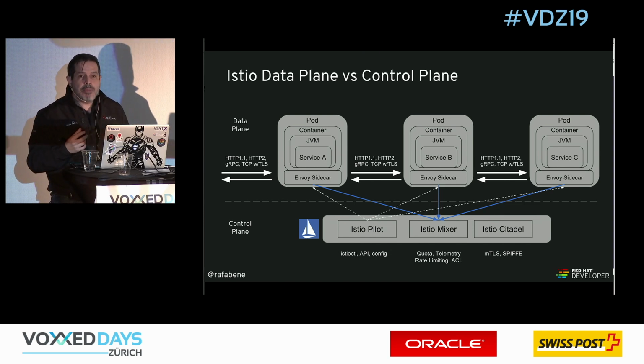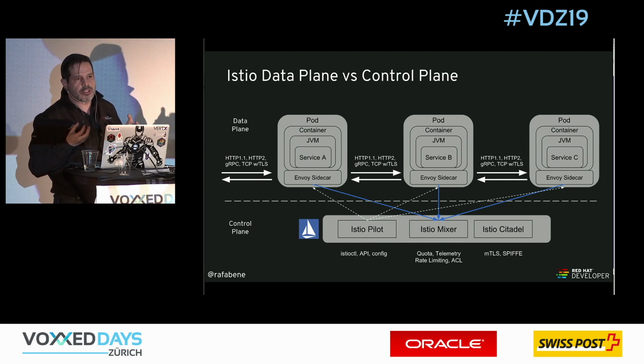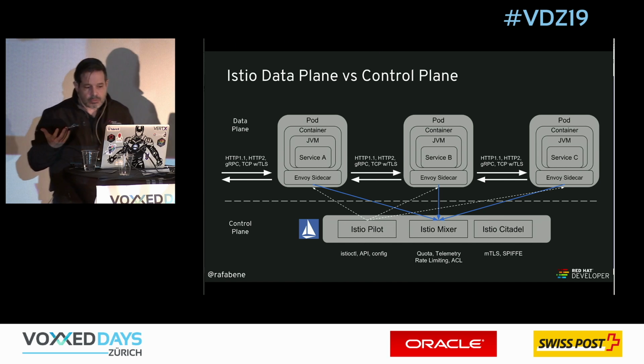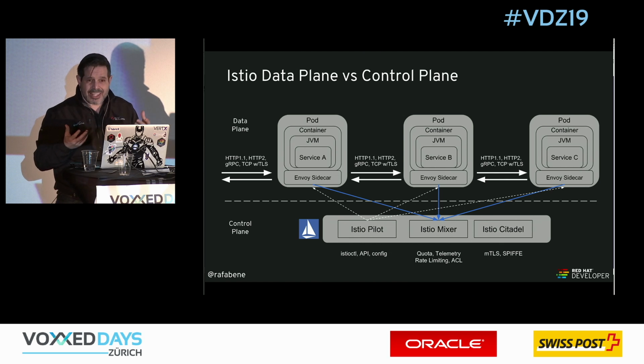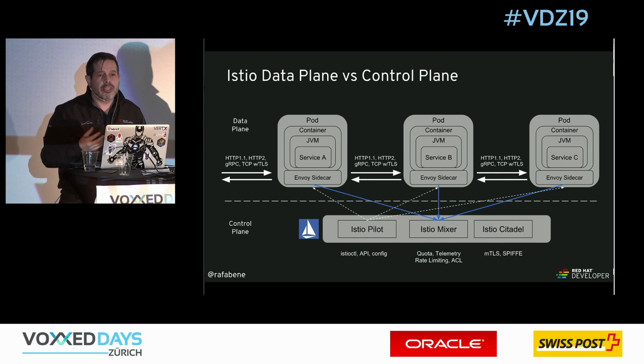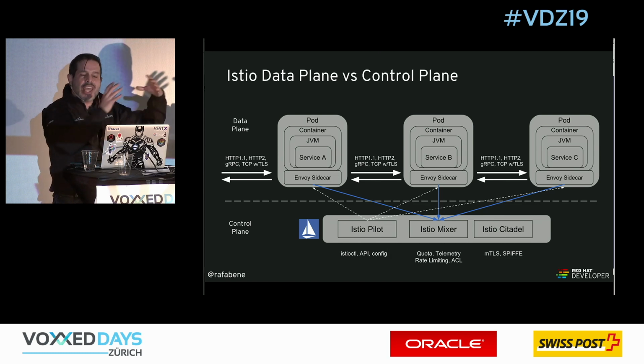On the other hand, the mixer works in the opposite way. It will receive information from the proxy. And what is this information for? This information can be used for quota. It can be used for telemetry, for data, for monitoring. It can be used for rate limiting. For example, I can write a rule that will say, my microservice can be accessed by 10 requests per second. If there are more than 10 requests per second, the proxy will deny that request. I can protect my application.